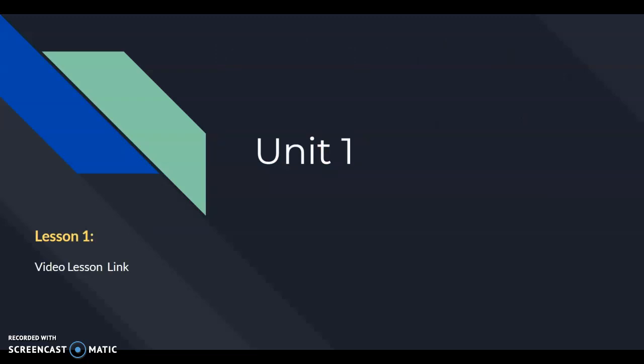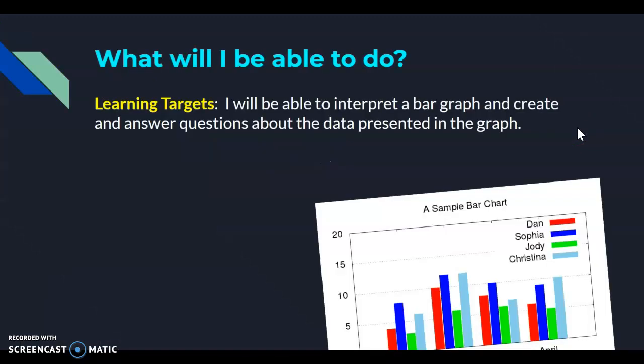Okay, this is Unit 1, and if you're watching this PowerPoint slide, the video link is going to be added right here for you to go back and watch the actual video itself. So what will I be able to do after this lesson? That answer is going to come in the learning targets, which is right here. I will be able to interpret a bar graph and create and answer questions about the data presented in the graph.